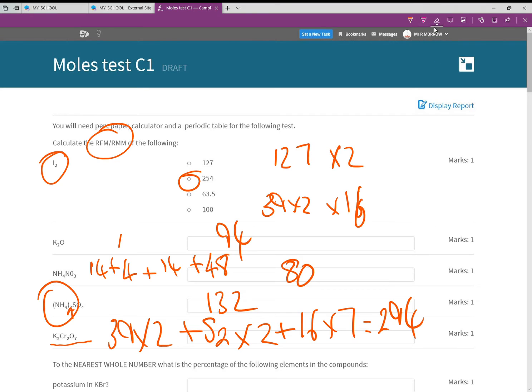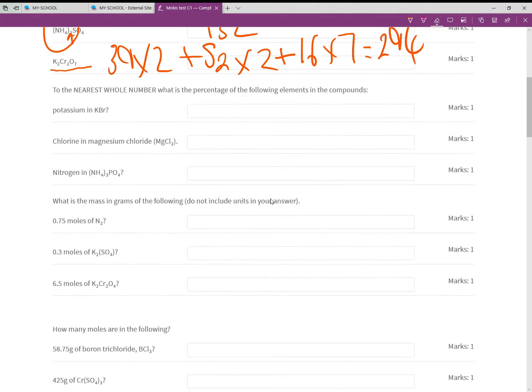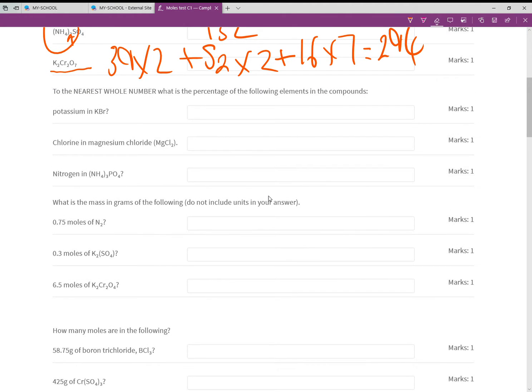So there you go. That should have been a pretty nice little introduction to this test. Okay, so we'll just move on down. This time, and this is important guys, you read these questions carefully. You are operating this time to the nearest whole number, you will see. Okay, so please make sure that you read these.